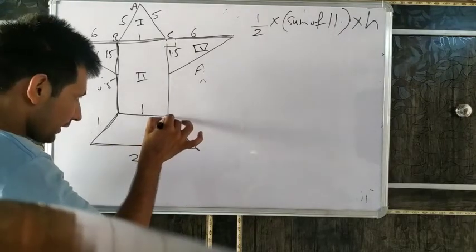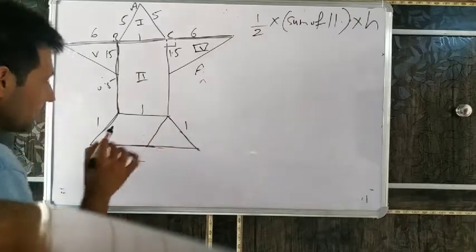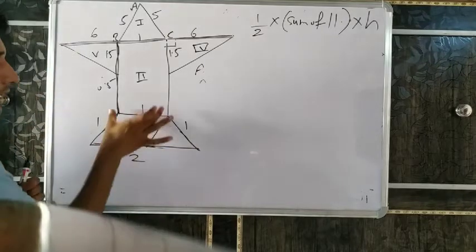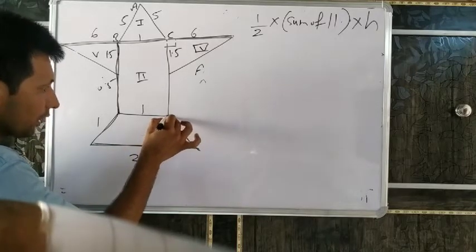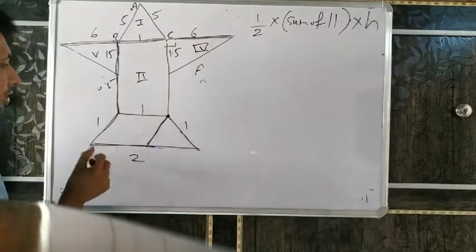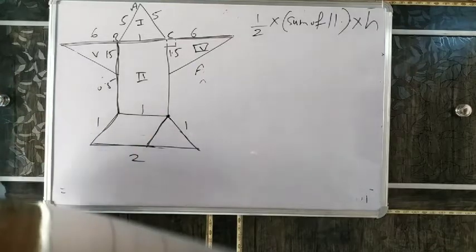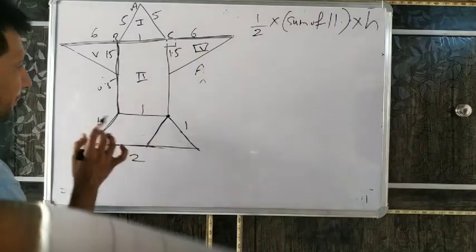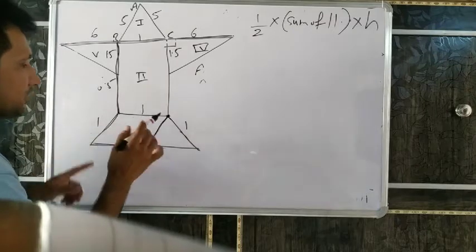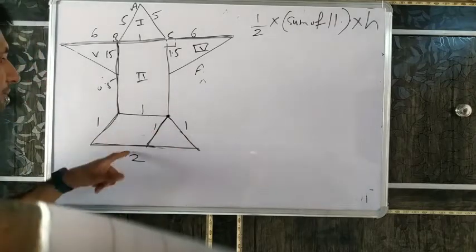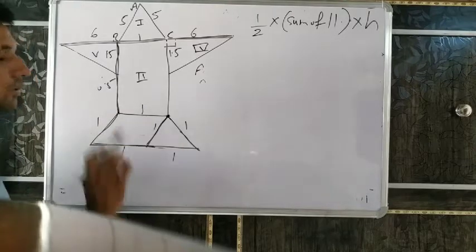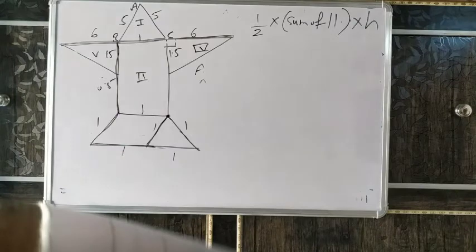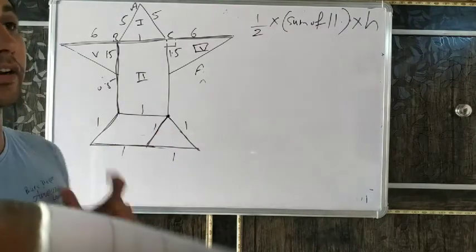How will we find the trapezium height? Suppose we draw a parallel line. We know this side is already parallel to this one, and from this point we draw a line parallel to this line. Understand? So both of these are parallel. So this is also 1, and this one is parallel to this one. Now what is this? It is 1, also 1 centimeter.